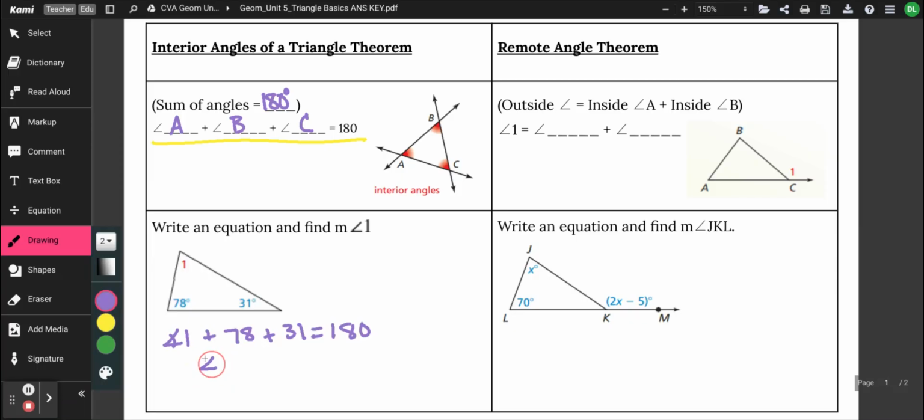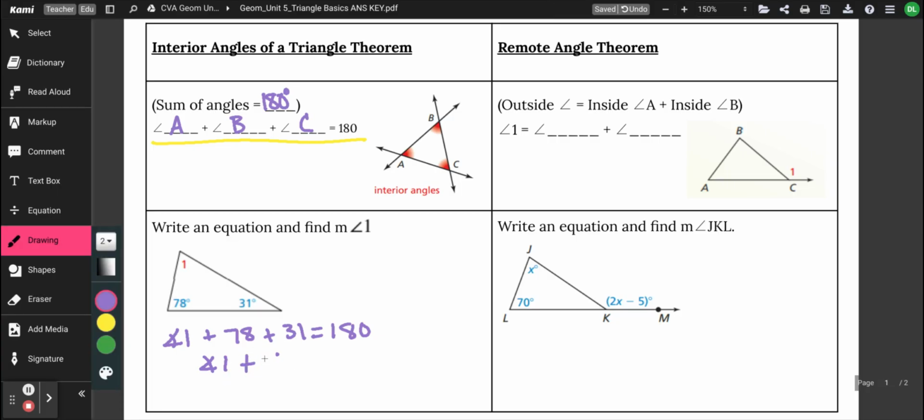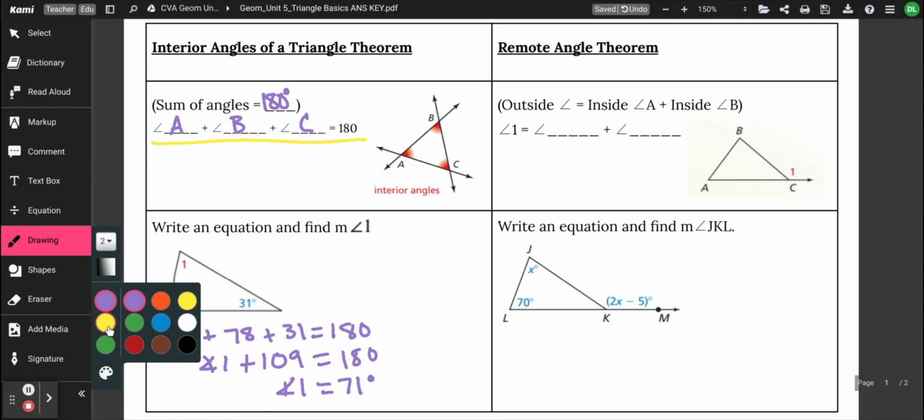Then we can add those two together, and that will give us, whoops, got a little ahead of myself. Angle 1 plus 109 equals 180, and then subtract 109, and angle 1 equals 71 degrees. Now, you might think that's a little tedious to write that out, but when you're given problems with x's in here, this becomes very important because you can't just add them up and subtract from 180. So make sure that you're not skipping this step. This step is very important to be able to do the harder problems that are coming in your practice.